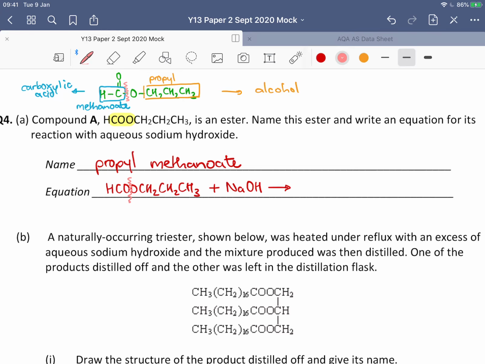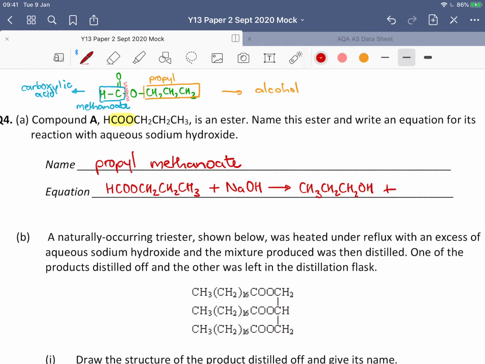Now, we're reacting it with sodium hydroxide. So this is a hydrolysis reaction, okay? If we were just using water instead of sodium hydroxide, we would be going back to our original carboxylic acid, which would be methanoic acid, and our original alcohol, which would be propanol. And when we use sodium hydroxide, we are still going back to our original alcohol. So it's not a word equation, apologies. Propanol. And you've got to realise that the OH has got to be at the end of the chain.